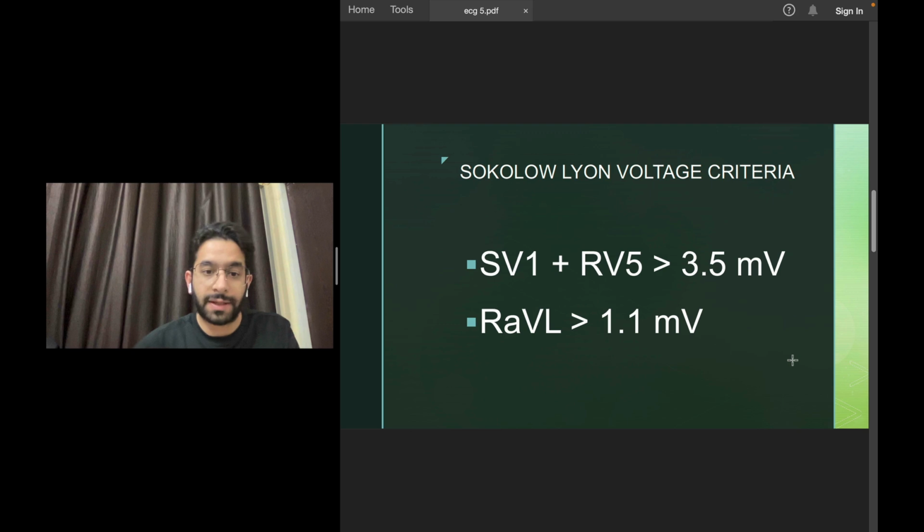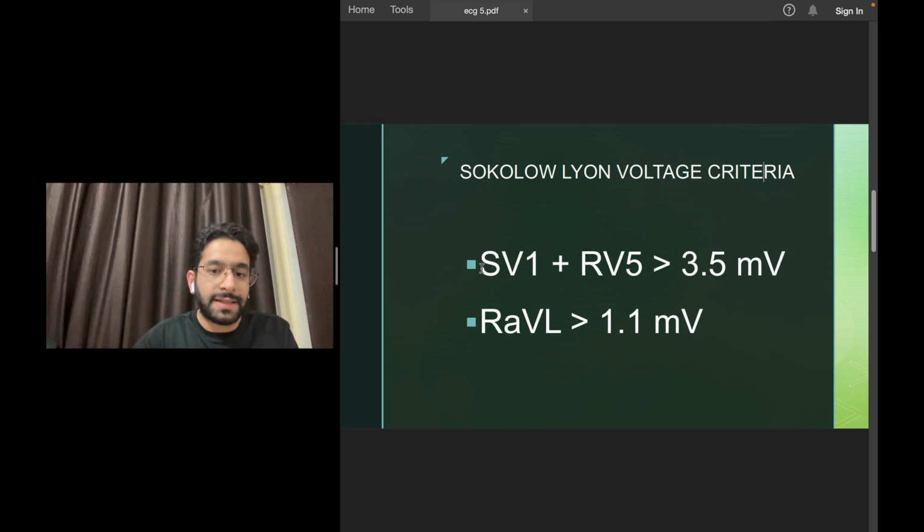And there's an important thing that you might be supposed to know in an exam, in your final year exam, or even in your NEET, PG, or ICT, is this definition, the Sokolow-Lyon voltage criteria. This is the criteria. There are many other criteria, but this is the one that is most commonly utilized. Sokolow-Lyon, remember the name as well.